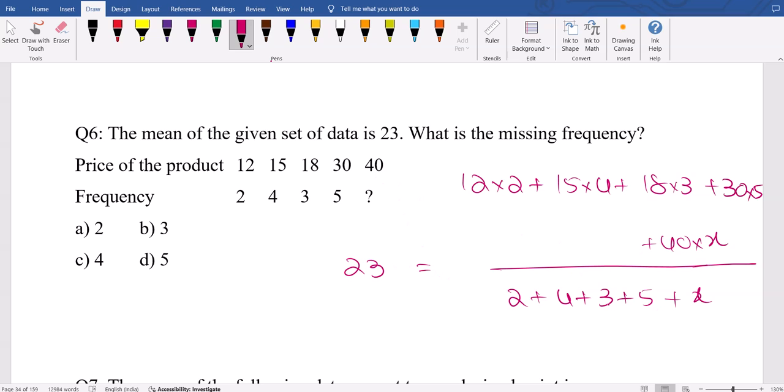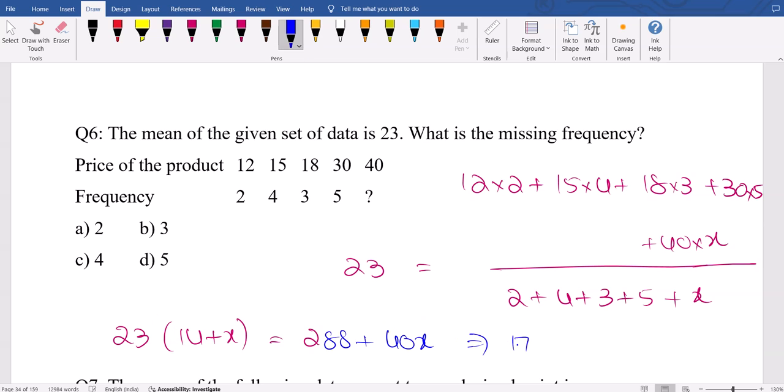Right, so this is already 9 plus 5, 14. So 23 into 14 plus x. This side 60, 150, 210, 210 and 54, 264 plus 24, 288 plus 40x. Right, so 23x and 40x, the difference is 17x.